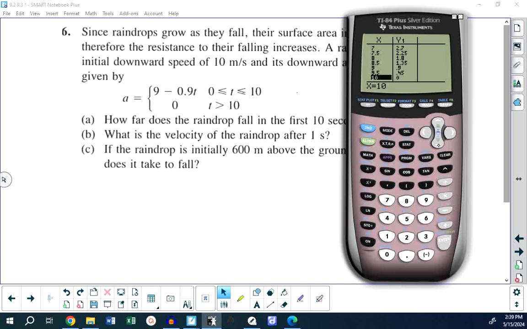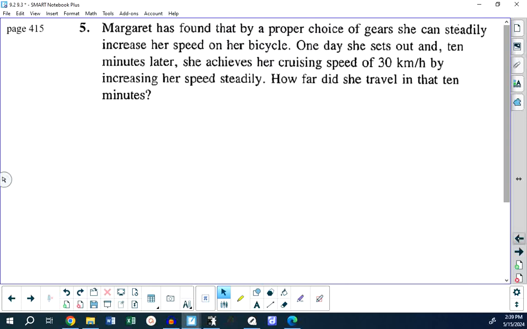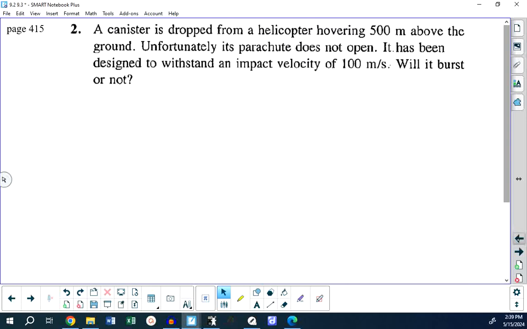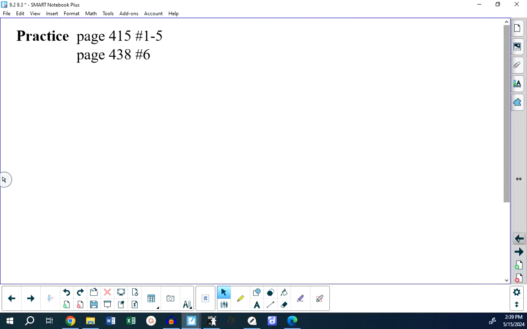So things can get more complicated. As my old school teachers would say, you're going to have to put your thinking caps on and really think about these things. I think it probably says 415, 1 to 5 on yours, or 1 to 6? You can also, on page 438, number 6 is a very similar one to the raindrop one I just did.